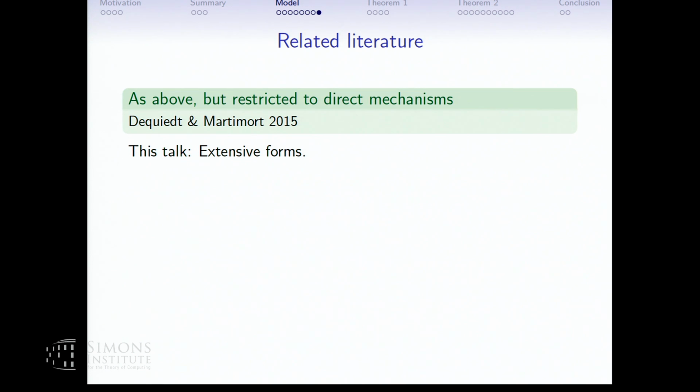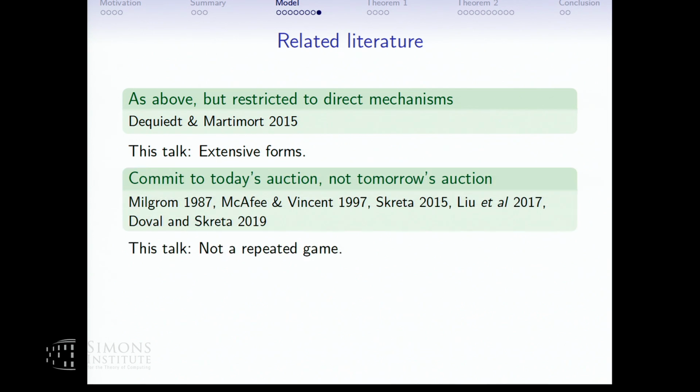Okay, there's a related literature, which I'll mostly skip, but this 2015 AER paper is probably the closest to ours. Their definition is a lot like our definition, but restricted to revelation mechanisms. Now, for their setting, I think this is without loss of generality, but for our setting, this restriction does lose some generality, so we're going to allow extensive form mechanisms. We're going to allow multi-stage communication.